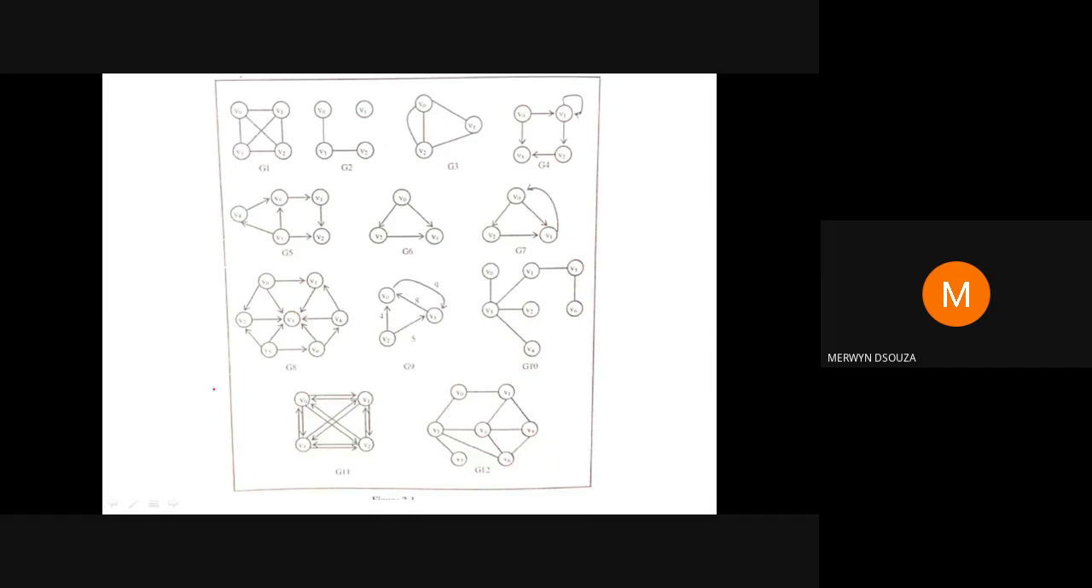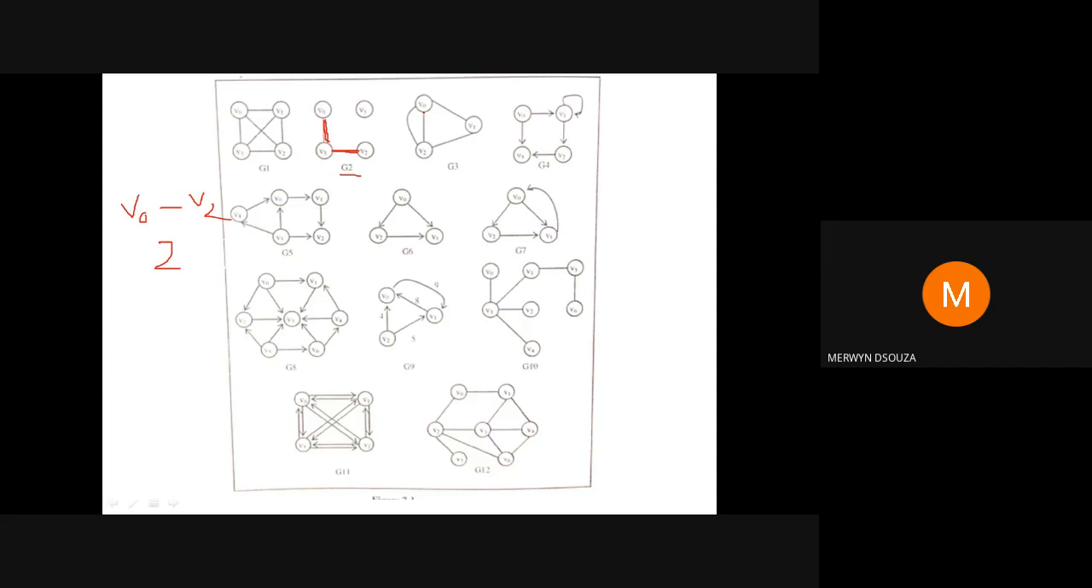Next is the length of a path. The length of the path is the total number of edges included in the path. So suppose I'm telling you to find a path. Let's again go back to this example from V0 to V2. You can see that the path is this. From V0 you go to V3. From V3 you go to V2. How many edges are involved in that path? There are 2 edges. So the length of the path will be 2 from V0 to V2. So in this example, the length of the path is 2.